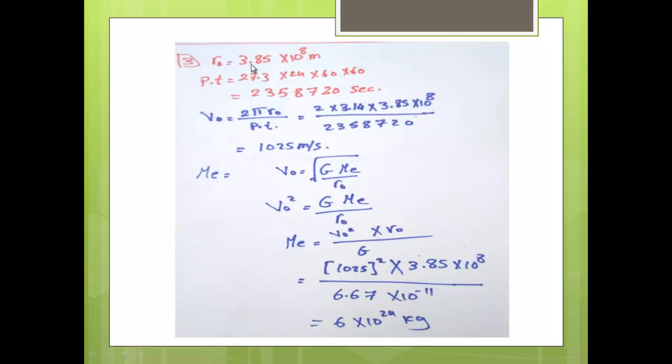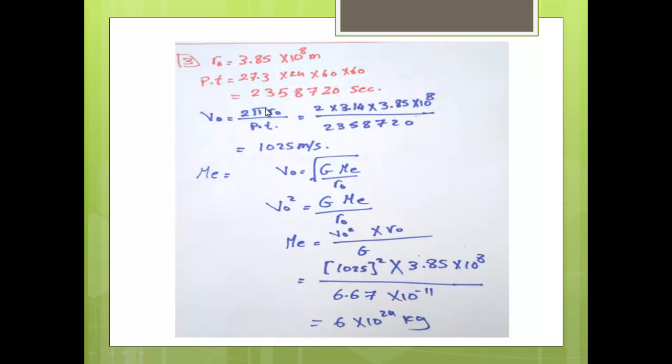At first, radius of orbit times 1000 becomes 3.85 times 10 power 8 meter. Periodic time 27.3 days times 24 times 60 times 60 to become second. It's going to be a large number. To find the orbital velocity, we have another choice. We can find it by using orbital velocity equals 2 pi R orbit over periodic time, like distance over time. So 2 times 3.14 times the radius of orbit divided by the periodic time which we calculated before. So the velocity of the orbit equals 1025 meter per second.